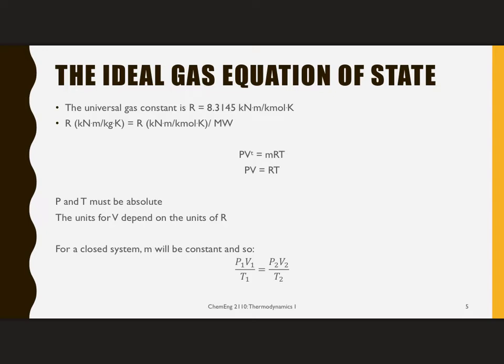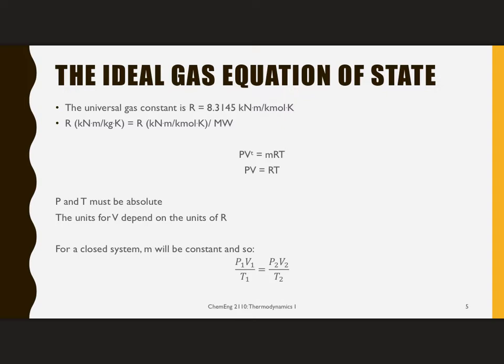If we are looking at specific volume, not total volume, PV equals RT, and when V is molar volume, volume per unit mole, R is the universal value. If we want volume per unit mass, then we need to use the universal gas constant divided by the molecular weight. In all cases, pressure and temperature have to be absolute to use this equation. And the units for the volume will depend on what our choice is for R.